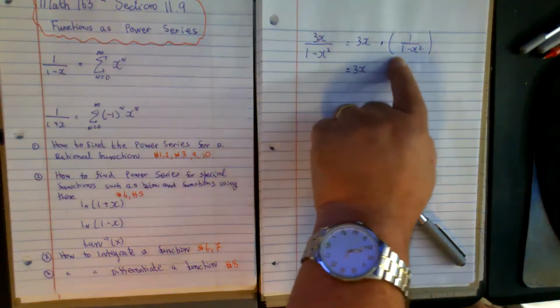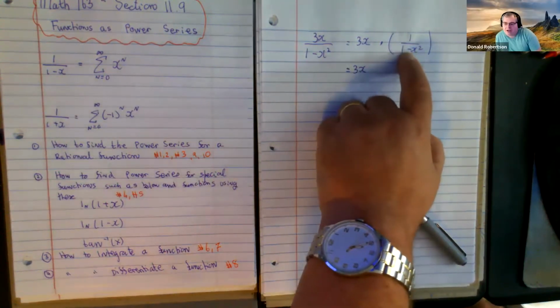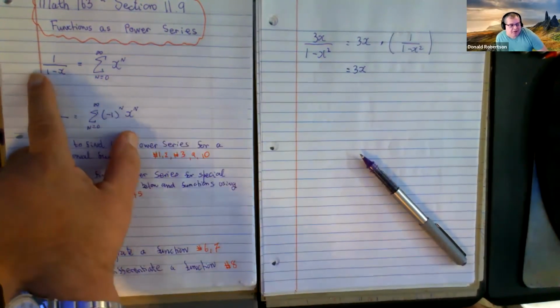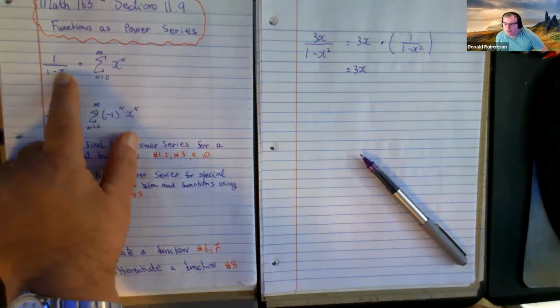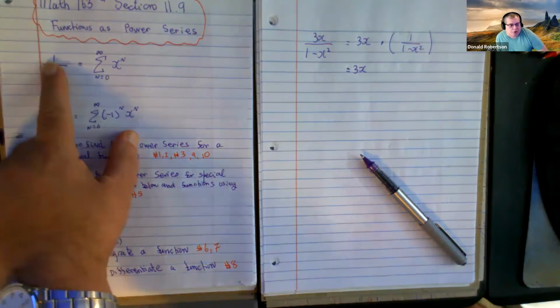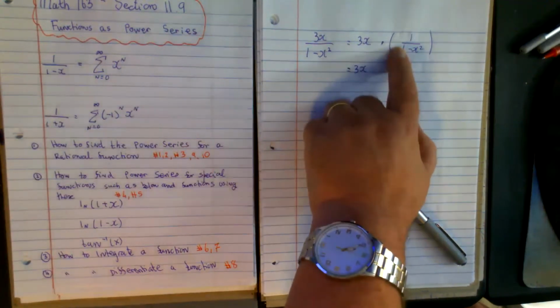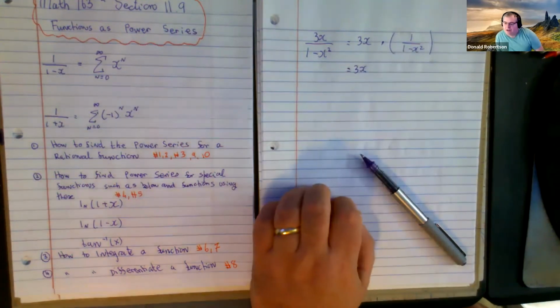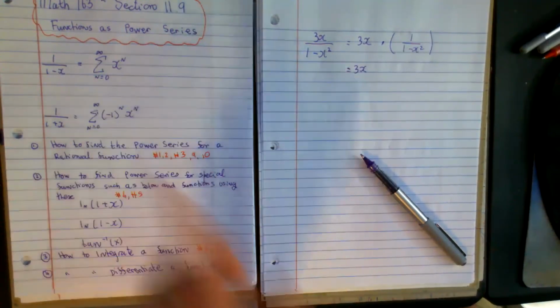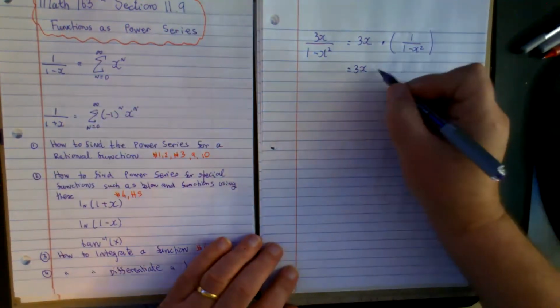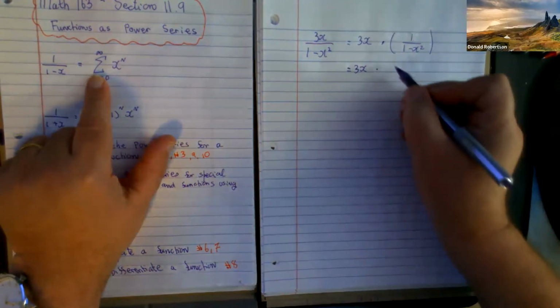Right. 1 minus, here we go. 1 minus somebody. Don't think of that as an x anymore. Just think of that as a something, right? 1 over 1 minus something. Do you see it? Yeah. Right. Okay. Now, if you think of it like that, we're going to do this guy.